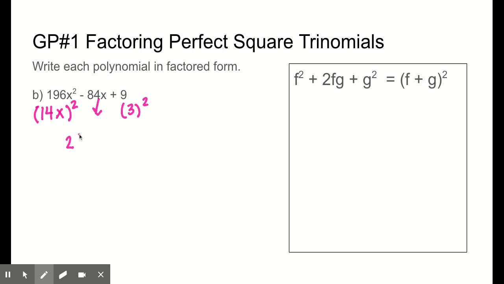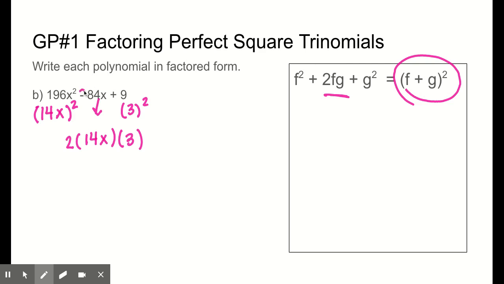So does 2 times f times g, so 2 times 14x times 3, give us 84? And yes, it does. So from there, we can go ahead and apply the special pattern, and our binomial squared is what we'll get.